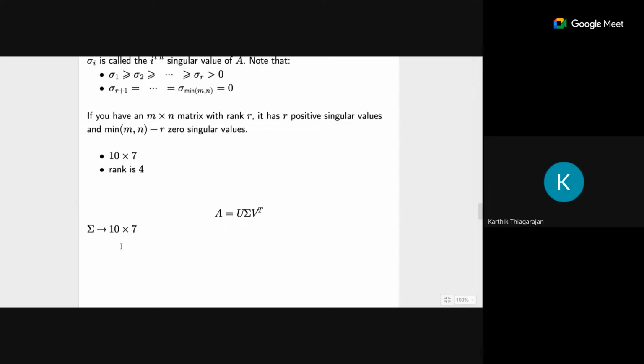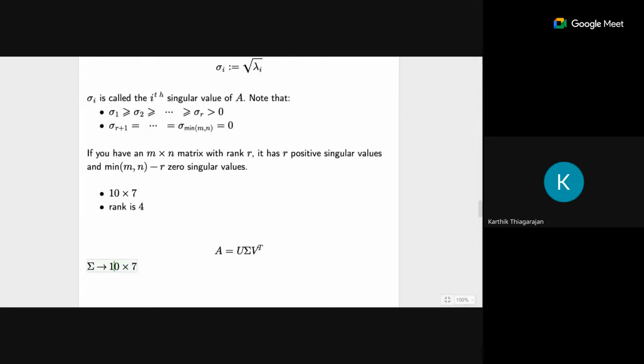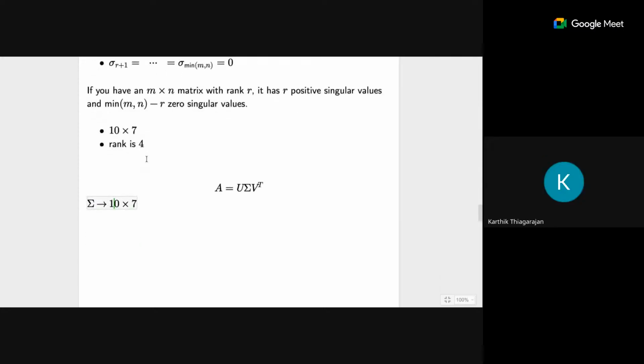So how many sigmas will be there? There are 10 rows, there are 7. So all the sigmas are going to go on the diagonal. 7.